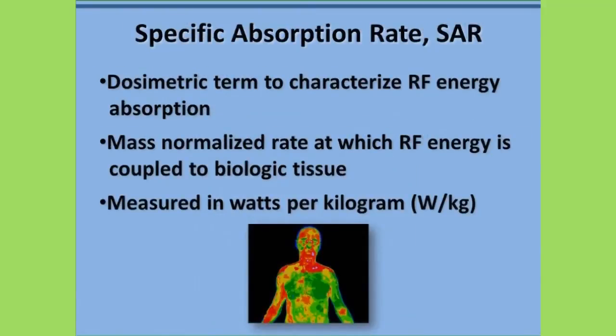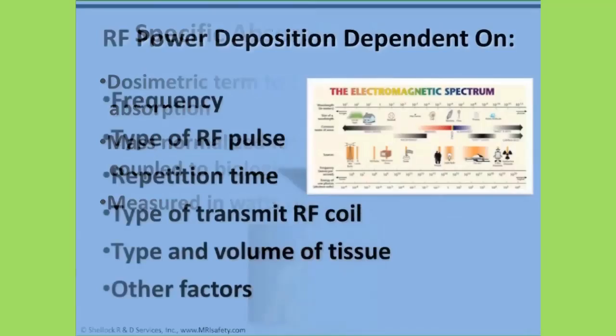The dosimetric term used to describe or to characterize the absorption of RF energy is the specific absorption rate, or SAR. SAR is the mass normalized rate at which RF power is coupled to biological tissue and is indicated in watts per kilogram. The SAR information is used by regulatory agencies with regard to safety guidelines for the exposure to RF energy that occurs in an MRI procedure.